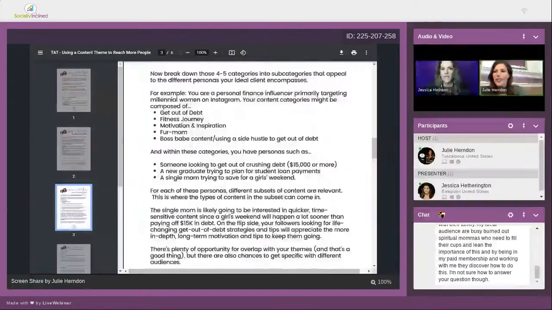And let's just pause right there before we go on to subcategories, because Tracy, I love this. She says she's not sure how to answer my question, but she gave me this great background. So I want to talk about that for just a second. She says her ideal audience is a busy, burned out spiritual mama who needs to fill their cup and lean into the importance of that. And I guess she's monetizing with her paid membership. So Tracy, that's wonderful. I have an example at the end where we talk kind of about crystals.